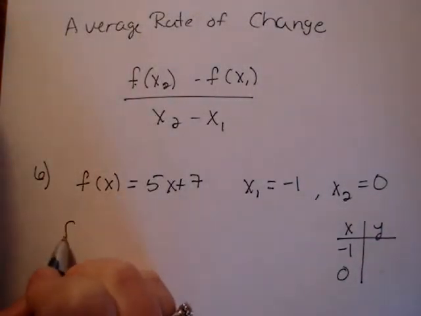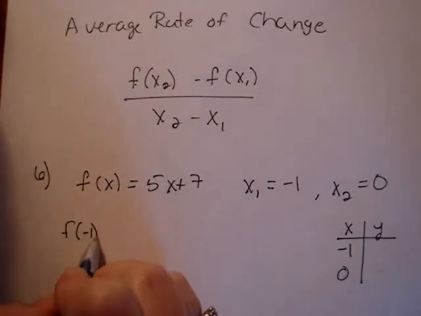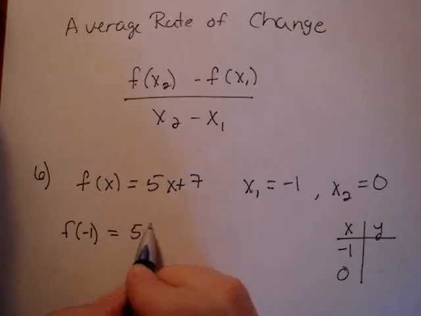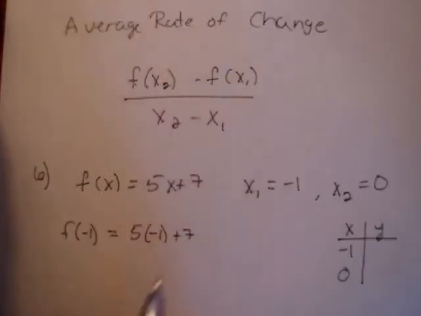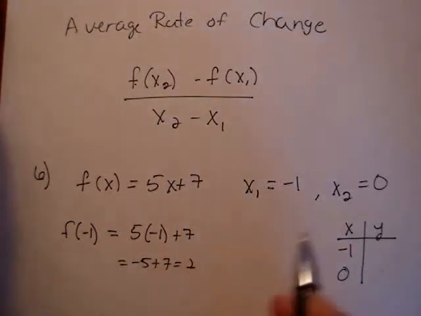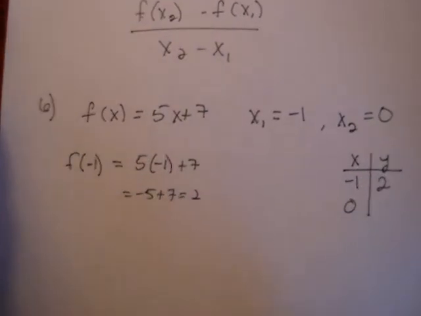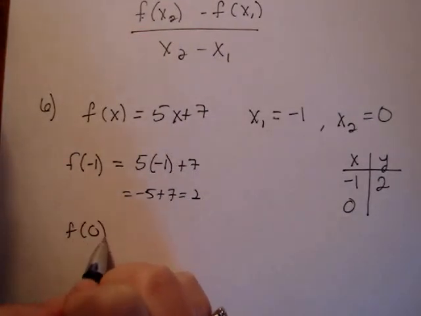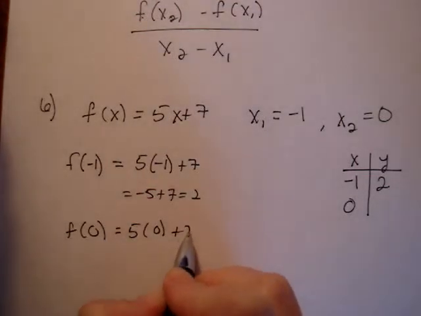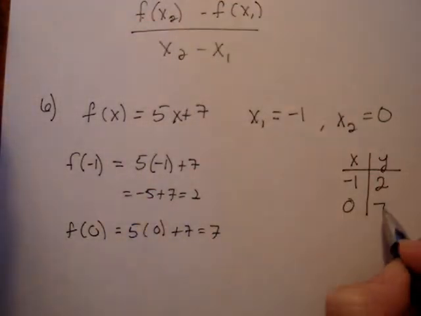So to find f of x1 is finding f of negative 1. I plug negative 1 into my function, and remember, everywhere we see an x, we replace it with a negative 1. 5 times negative 1 plus 7. That's negative 5 plus 7, which is 2. So the y that goes with it is 2. Okay, next. F of 0 equals 5 times 0 plus 7, which is 7. Hey, I can do that. 7.